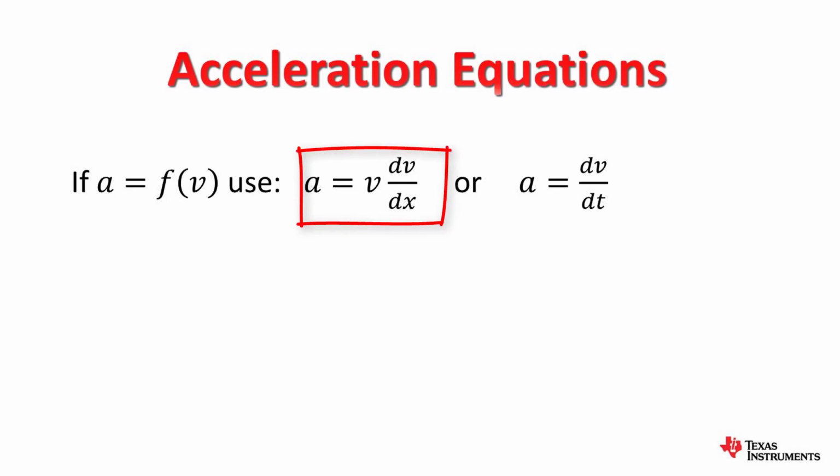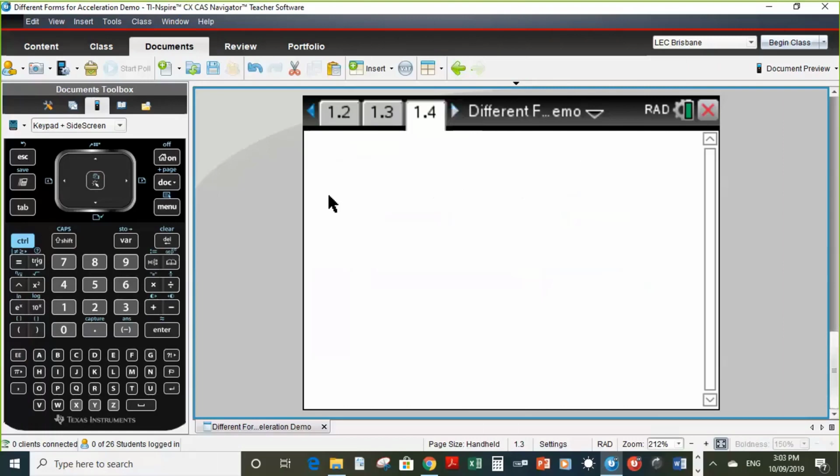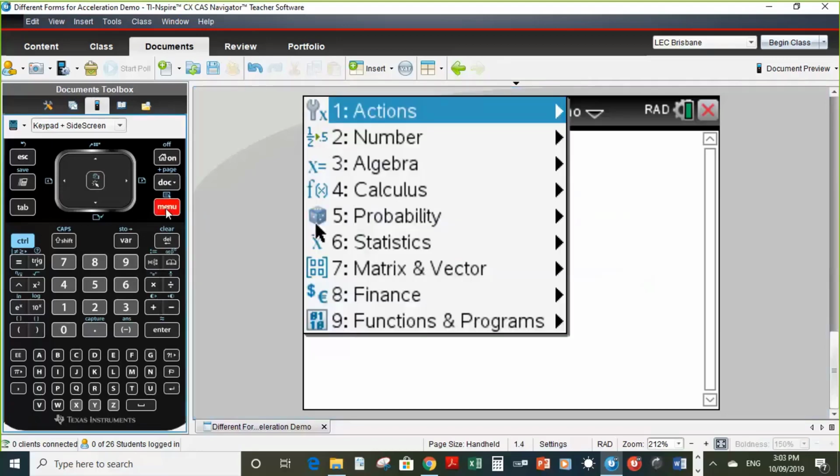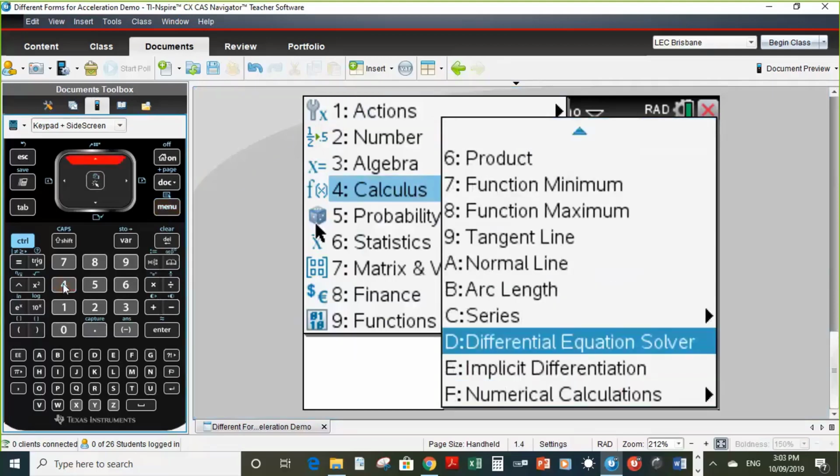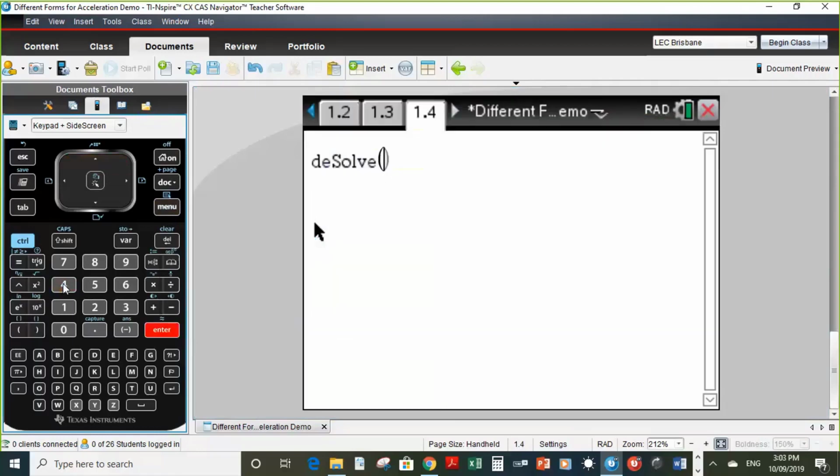Now this question, of course, can be solved with by hand techniques, but we'll show you how to use the differential equation solver to solve it using Nspire CAS. So if we go to the next page, I've got a blank calculator page ready here. And we need to find our differential equation solver. So first of all, we press Menu, then 4 for Calculus, and then scrolling up or down, we find Differential Equation Solver and press Enter.